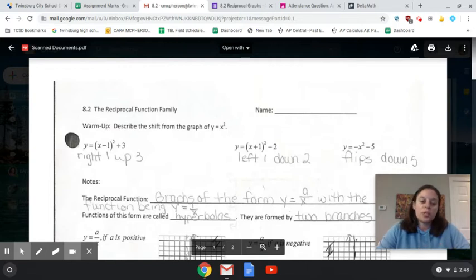So when you finish watching this video, you're going to do a short Google form to show your understanding of these graphs and how they work. If you have a calculator, you can use it, but I'm going to show you how you can do a lot of these without ever looking at your calculator. So 8.2 is called reciprocal function family.